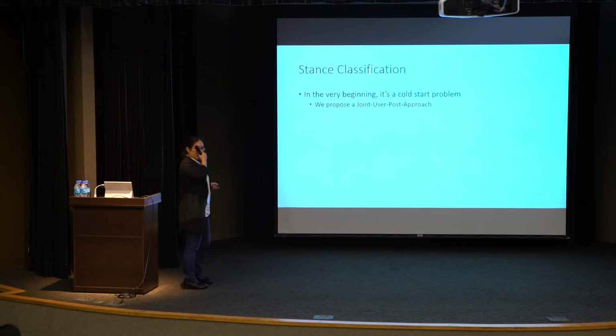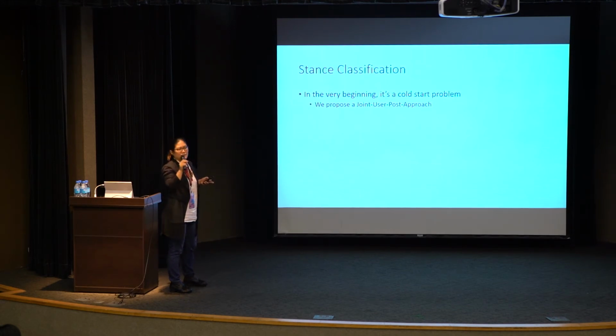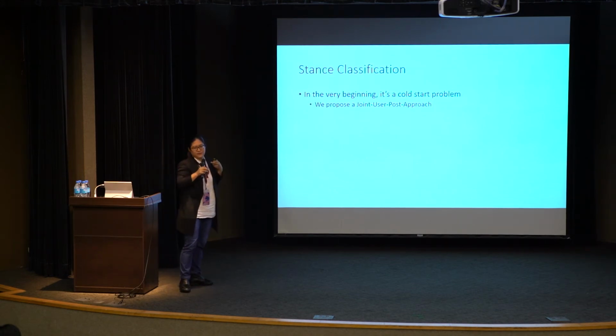Okay, so to deal with stance classification, in the very beginning it's actually a cold start problem, because for many artificial intelligence research, in the very beginning you don't have much data. So we propose a joint user post approach. That is, we utilize users' behavior to help us modify the post stance. Then we use the post stance to help us modify the user stance. So it's an iterative process.